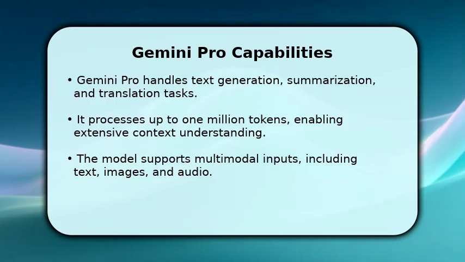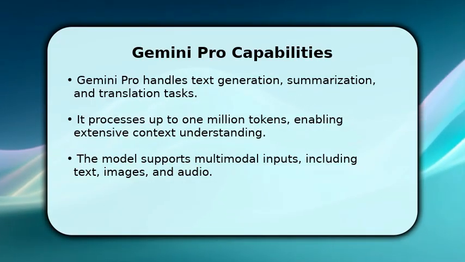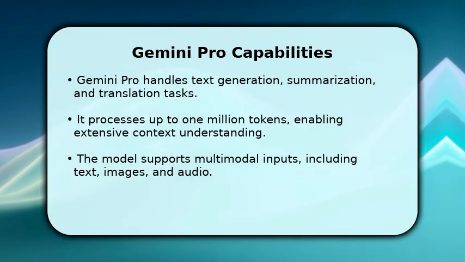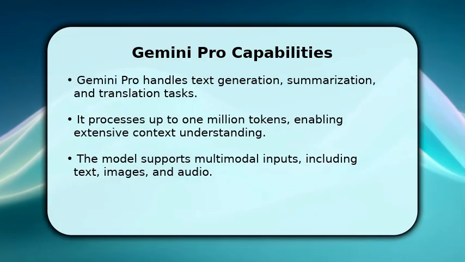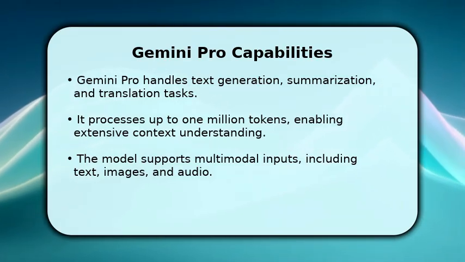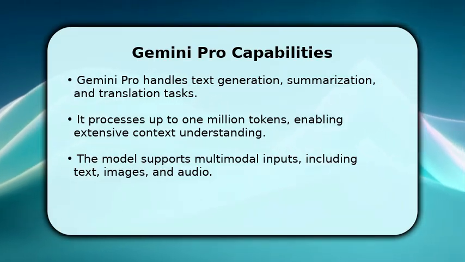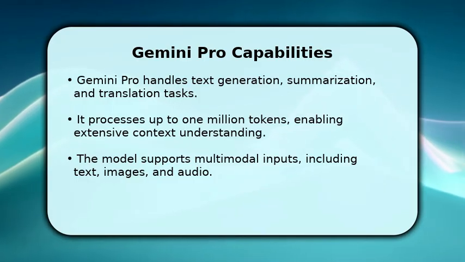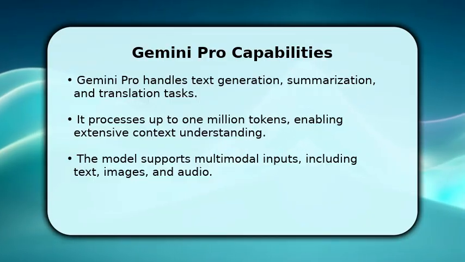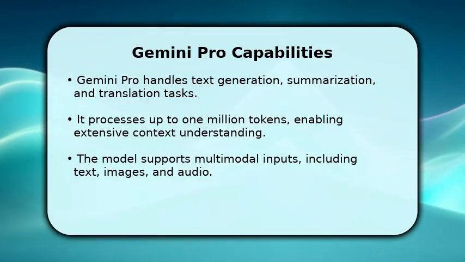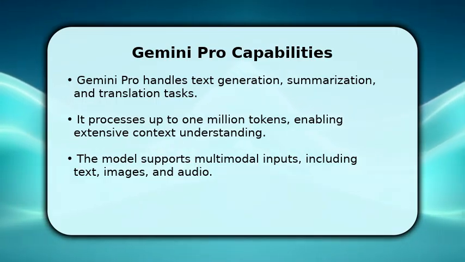Gemini Pro offers impressive capabilities, including generating creative text formats, summarizing lengthy documents, and performing accurate language translation. A key feature is its massive context window, allowing it to process up to 1 million tokens of information. This means it can understand and respond to extremely long and complex prompts. Furthermore, it supports multimodal inputs, integrating text, images, and even audio for richer interactions.